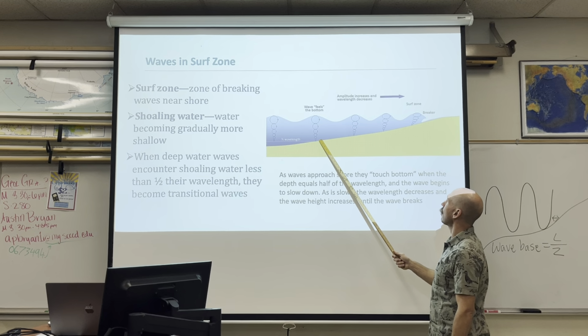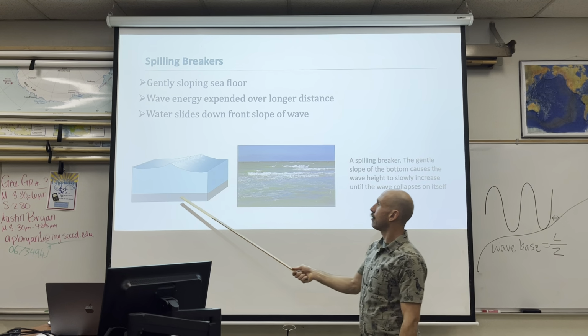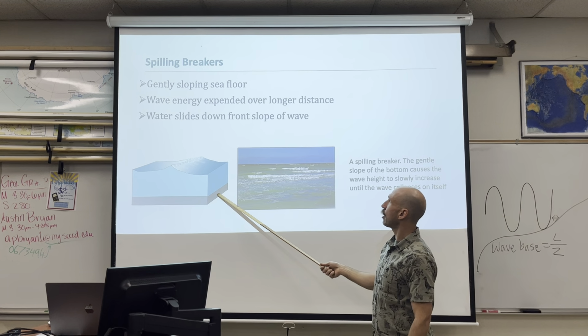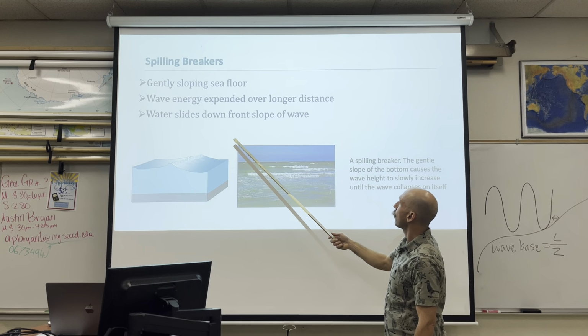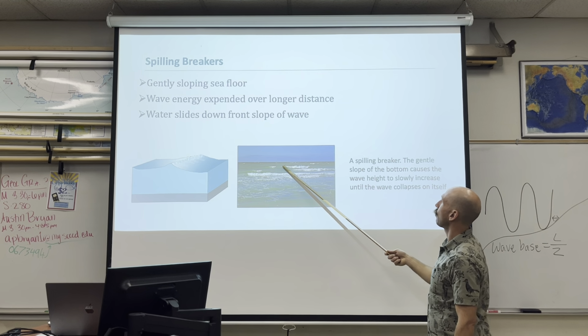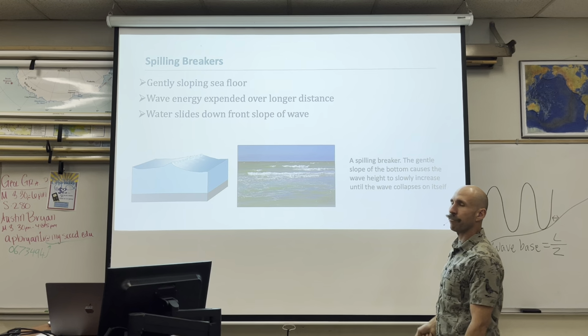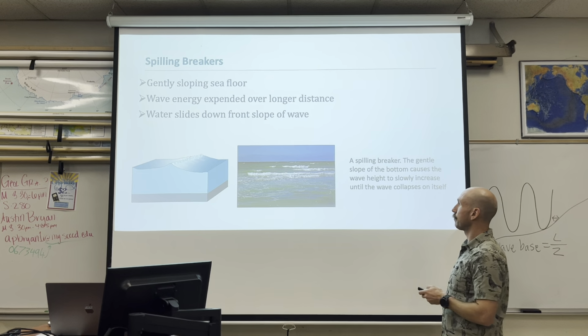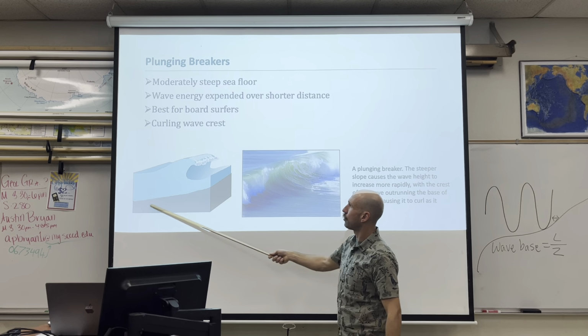This gives us a few main types of breakers that are really dependent on, well, what's the shape of the seafloor? Spilling breakers: gently sloped seafloor, waves expend energy over long distances and the water slides down over the front of the wave. Pretty calm. Plunging breakers: here you can see the ocean floor is a little bit steeper as it approaches.